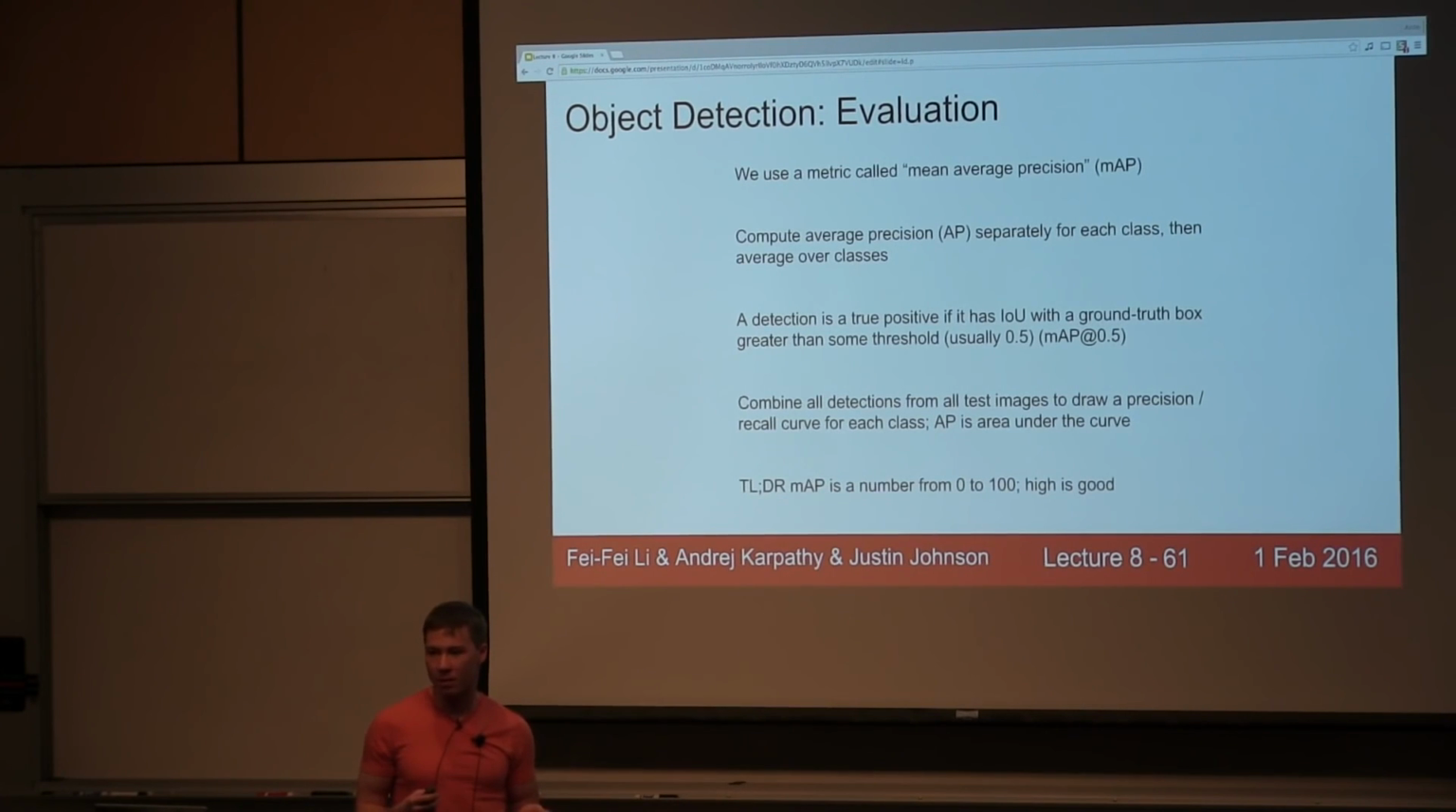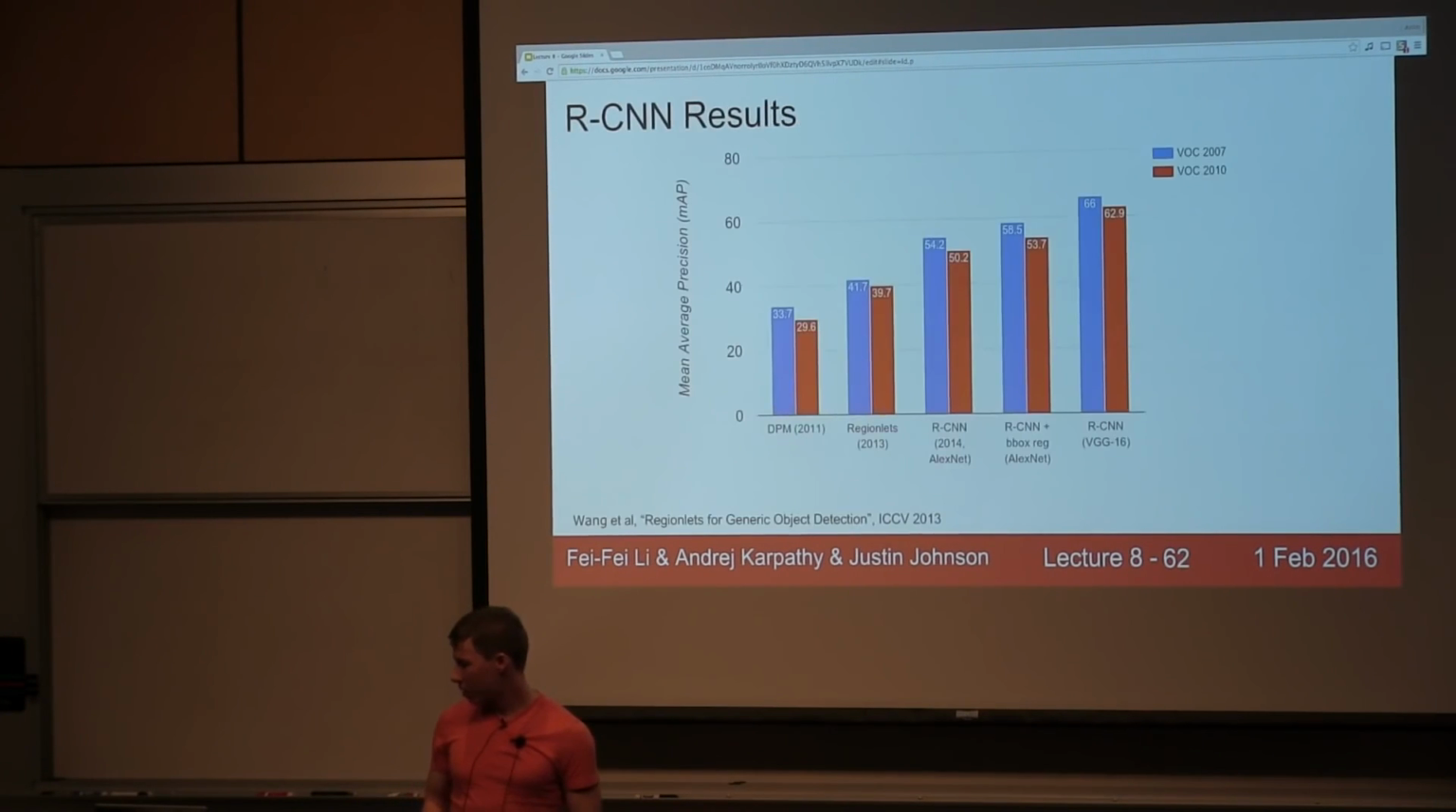Usually that threshold is 0.5 on intersection over union, but you'll see different challenges use slightly different things. So now that we understand the data sets and the evaluation, let's see how RCNN did. This is on two versions of the Pascal data set. Like I said, it's smaller, so you'll see a lot of results on this. There are different versions, one in 2007 and one in 2010. You'll often see people use those just because the test data is publicly available, so it's easy to evaluate.